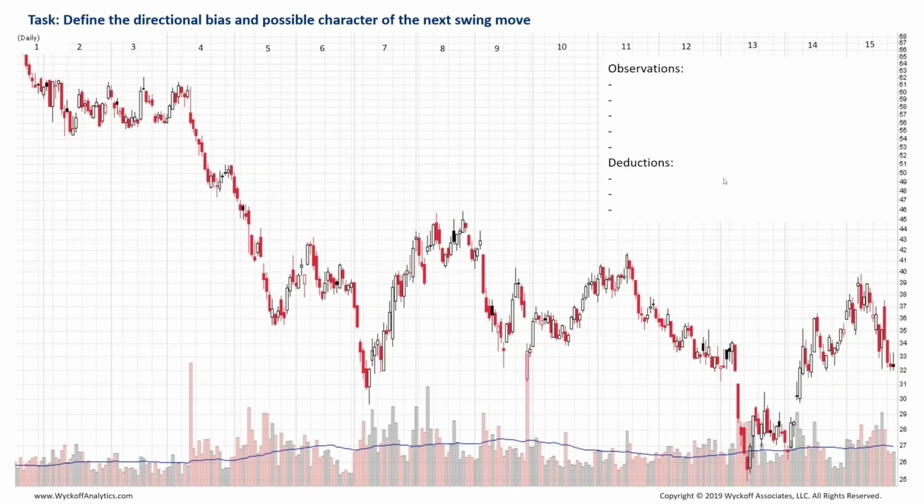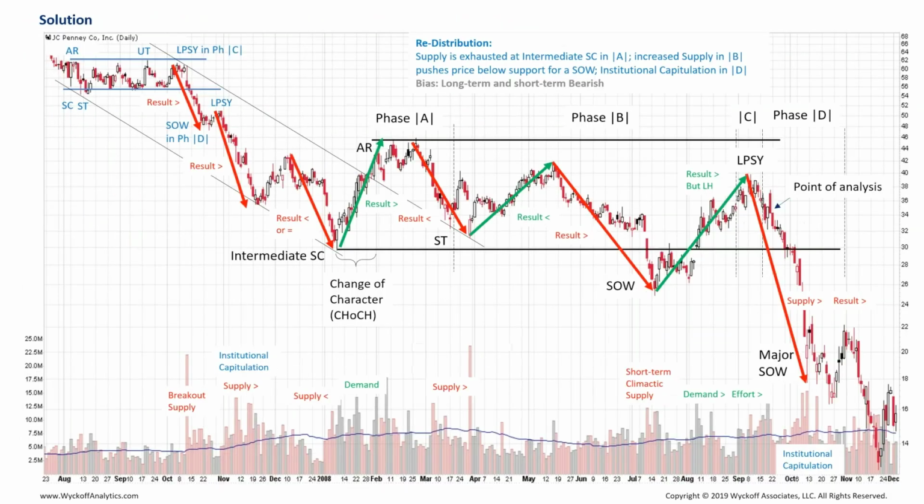Well, let's look at the solution. Okay, so here is the solution. That was J.C. Penney, and we can go through the solution here.